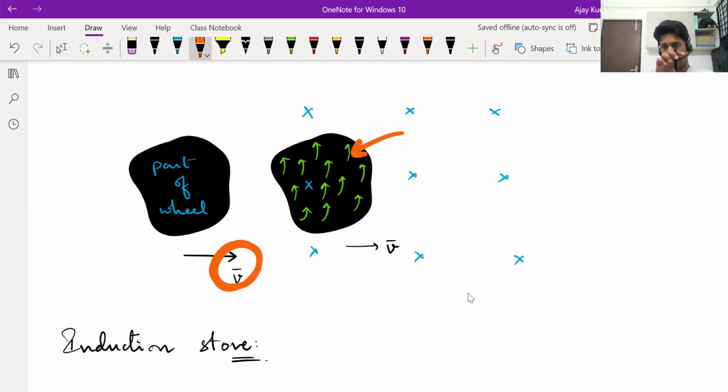So when a conductor moves like this in a magnetic field, motional EMF is generated, or eddy currents are generated, right? Eddy currents means electrical energy is generated, which further gets converted to heat energy. But where is all that energy coming from? It all comes from this kinetic energy only.